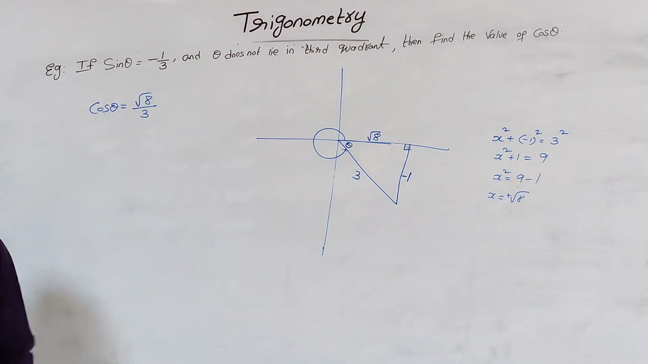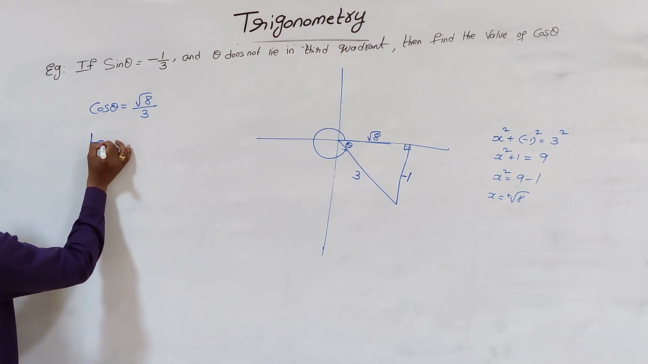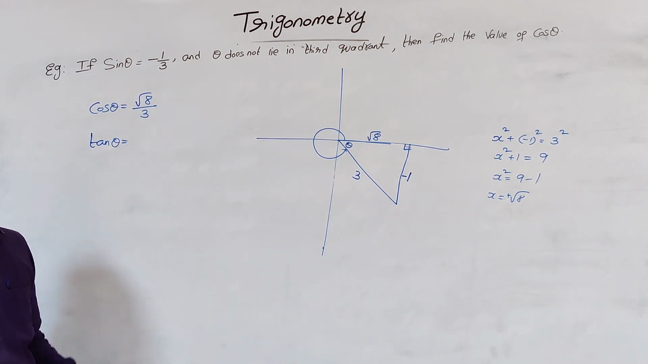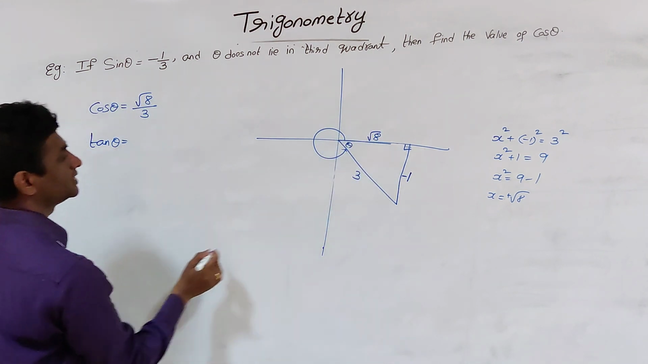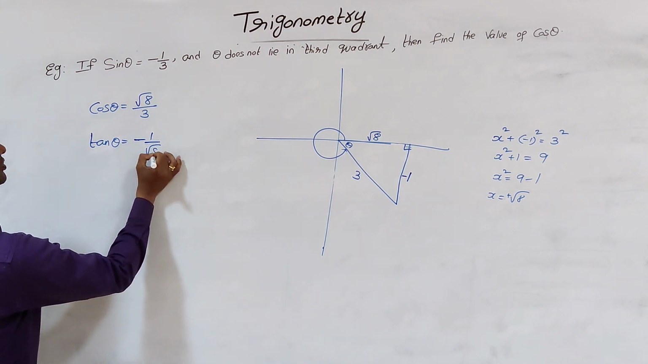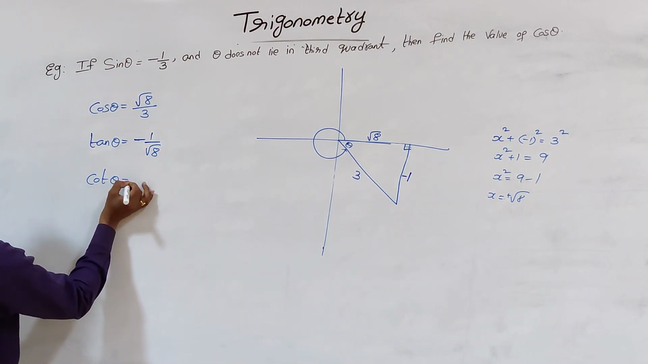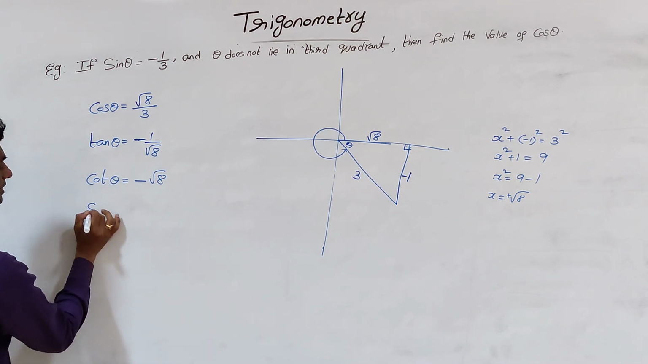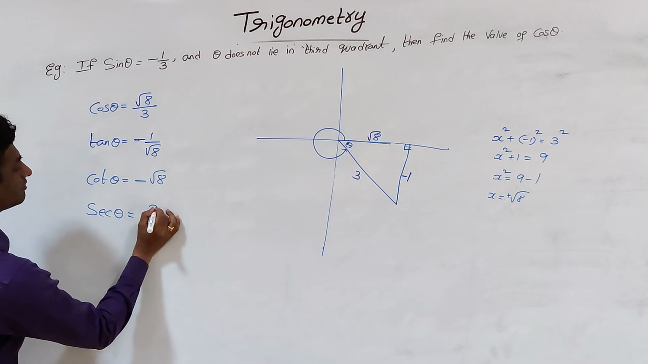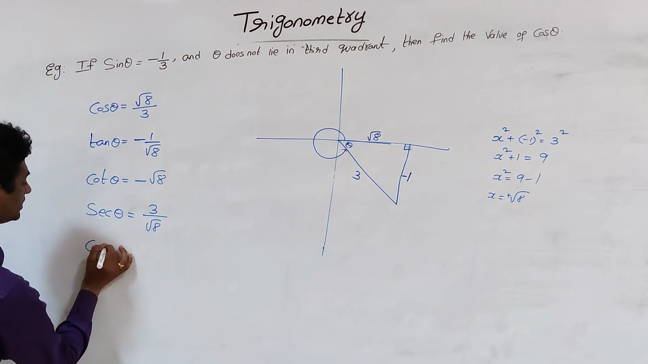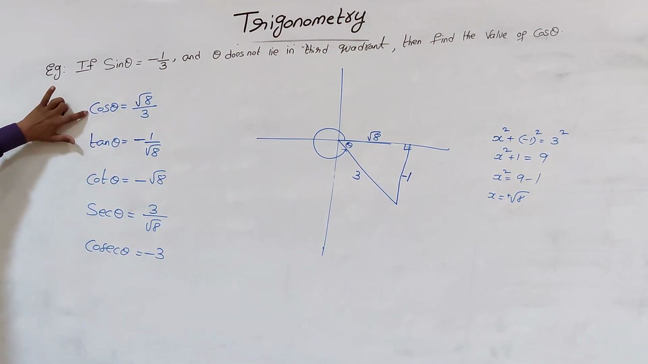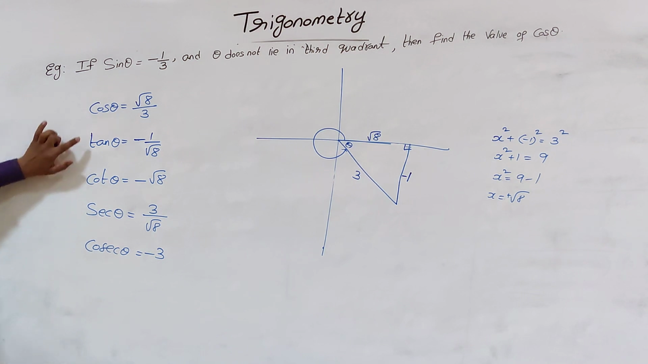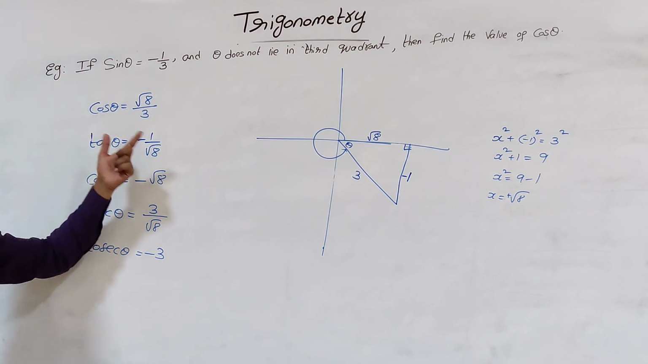Now, apart from cos theta, we can find tan theta. Tan theta will be opposite side by adjacent side. Opposite of theta is minus 1 and adjacent side is root 8. So minus 1 by root 8. Cot theta will be the reciprocal, so minus root 8. Secant theta is the reciprocal of cos theta, it will be 3 by root 8. And cosecant theta is minus 3. Now, in the fourth quadrant, cos and secant are positive and the remaining tan, cot, cosecant and sine are negative.